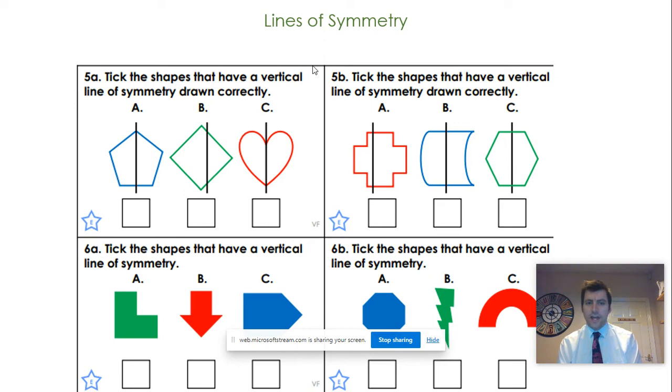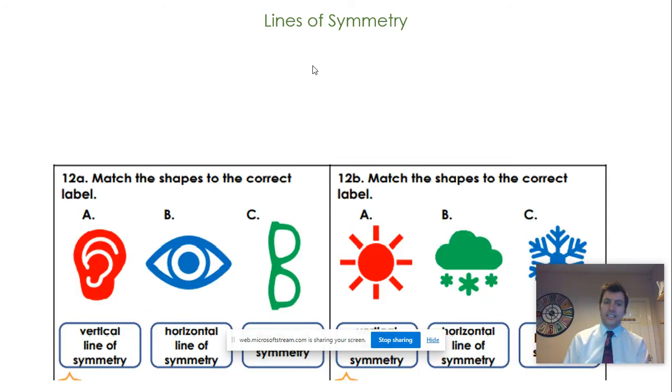Right, guys, pause whilst you have a look at 5A, 5B, 6A and 6B. So you're ticking the shapes which have those vertical lines of symmetry. Just write down the letters for the ones that do. On to the next page then, where you're going to see which of these do have vertical or horizontal lines of symmetry and see whether you're correct or incorrect.